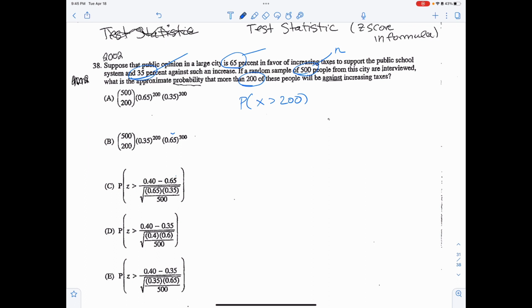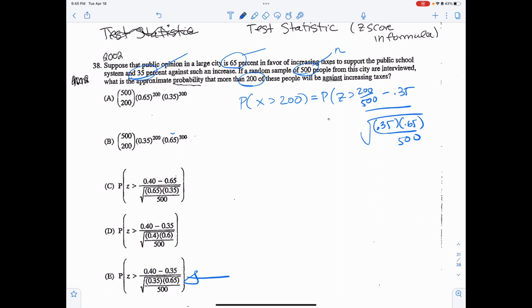Let's do this the way we would with a z-score: observed minus mean divided by standard deviation. So the z-score is 200 of the 500 minus the percent, 35%, divided by the standard deviation, which is of course the square root of 0.35 times 0.65 over 500. So that indeed is E, what it's measuring.